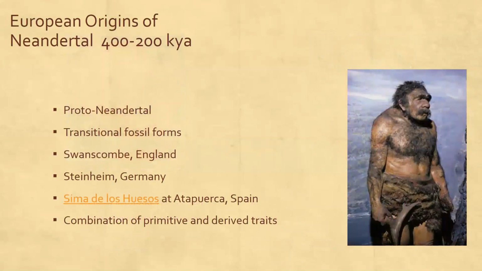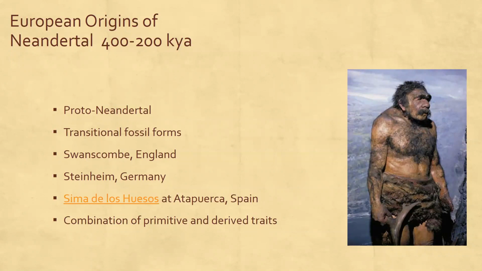So let's talk now about the Middle Paleolithic and the European origins of the Neanderthal, which occurred between 400 and 200,000 years ago. We might call these proto-Neanderthals, or precursors to the Neanderthal. Transitional fossil forms, meaning in this period you would see fossils that have traits indicating both Homo heidelbergensis and derived traits of the Neanderthal. So these are in-between fossil forms. They're both heidelbergensis and Neanderthal, basically, as one evolves into the other.